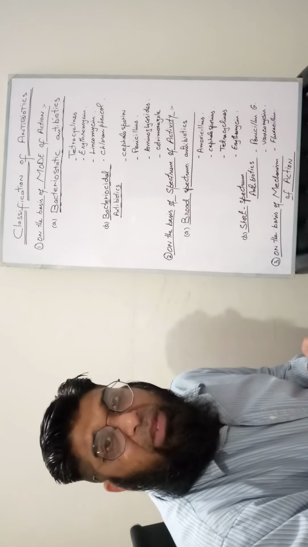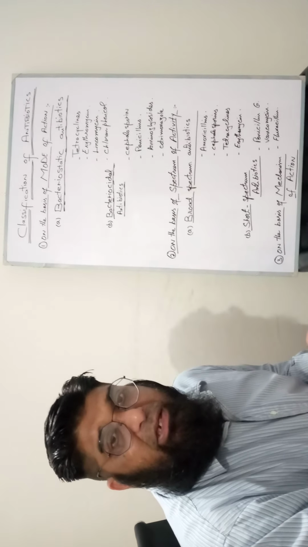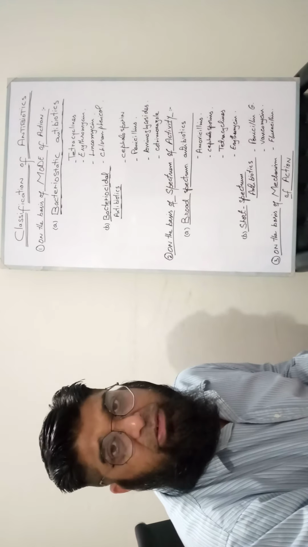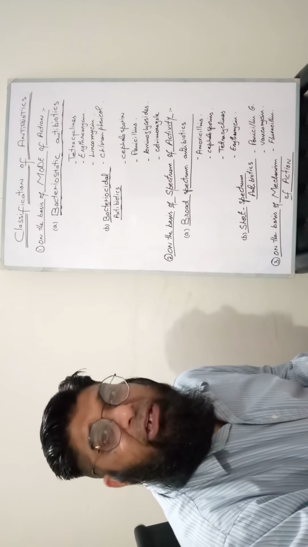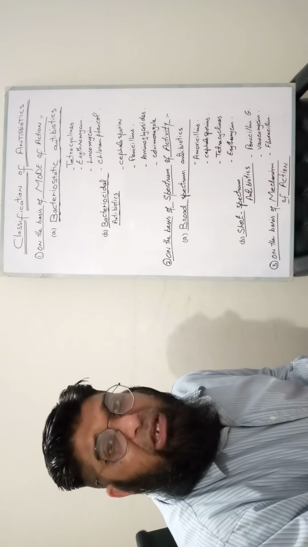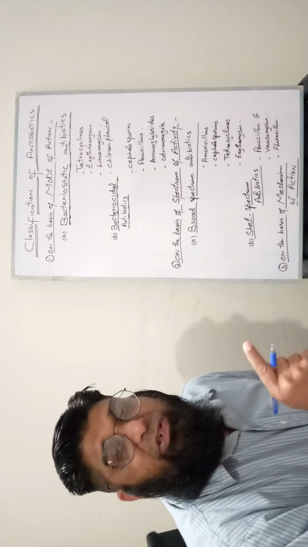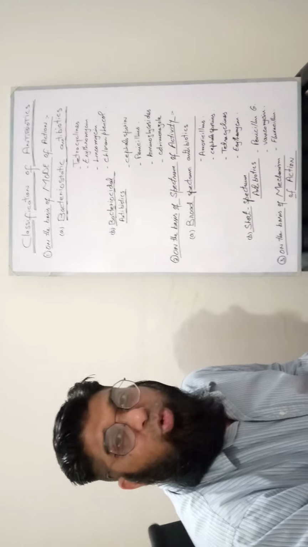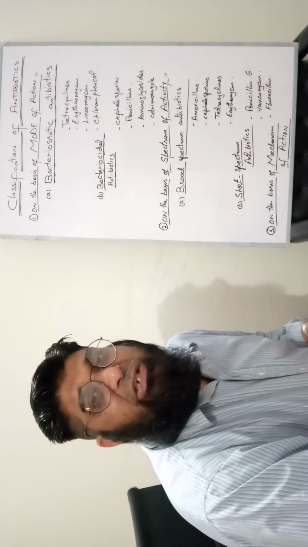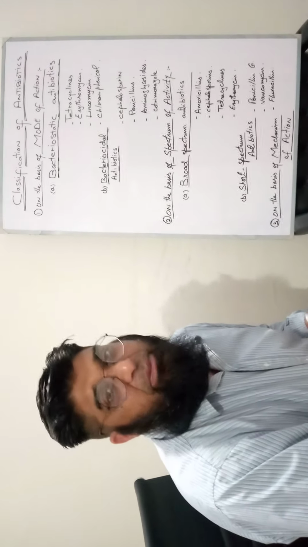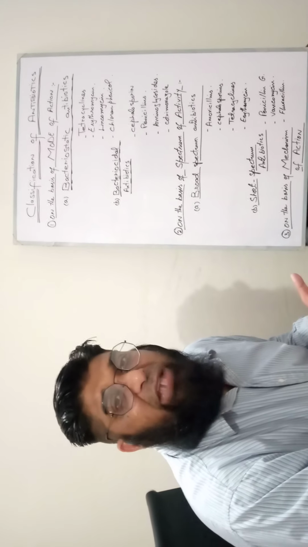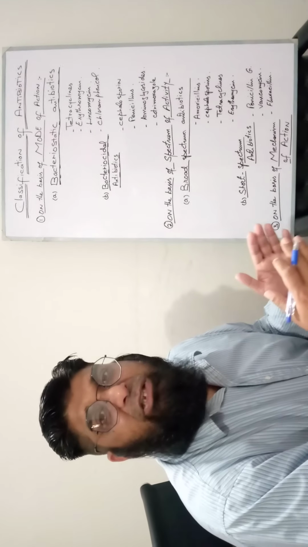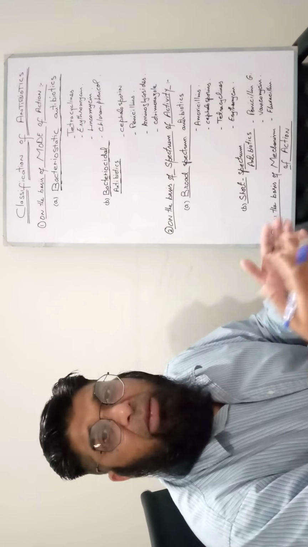For example, number 1, cell wall synthesis inhibiting antibiotics. Those antibiotics which inhibit the cell wall of bacteria. Number 2, protein synthesis inhibiting antibiotics. These are the antibiotics which prevent the synthesis of proteins in the bacteria.